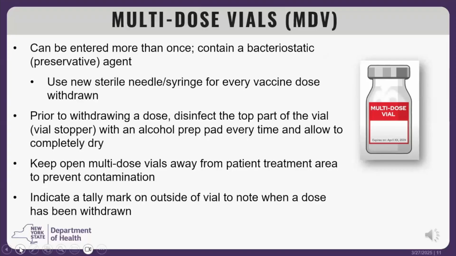You will still need to use a new sterile needle or syringe each time vaccine is drawn from a multi-dose vial. Multi-dose vials that will be used for more than one patient should not be kept or accessed in the immediate patient treatment area to prevent inadvertent contamination. For the same reason, any multi-dose vial brought into the immediate patient treatment area should be discarded after use. You should indicate that you have withdrawn a dose by making a tally mark on the outside of the multi-dose vial. This is a good way to tell how many doses are left.